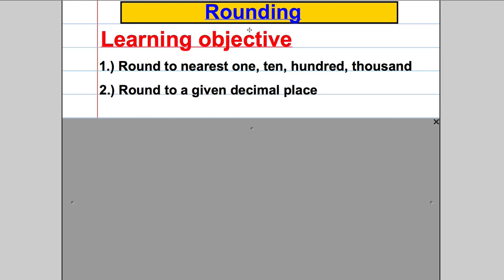We're going to do a quick video on rounding. What we're trying to do today is firstly make sure we can round to the nearest 1, 10, 100, 1,000, that type of thing, and then secondly, move on to rounding to a given decimal place.